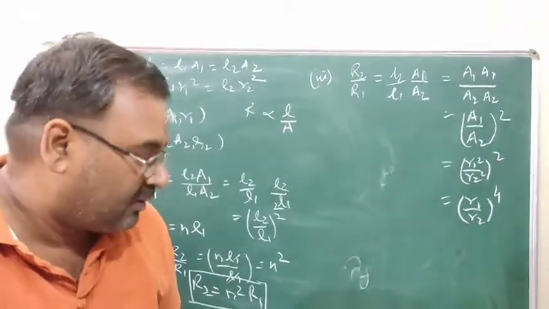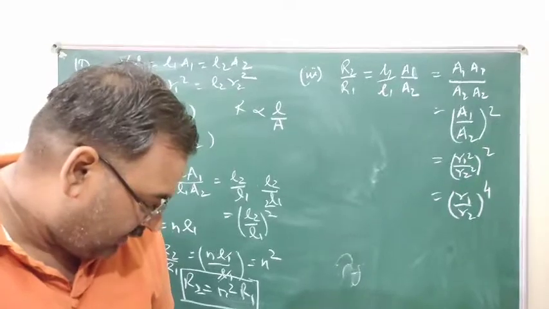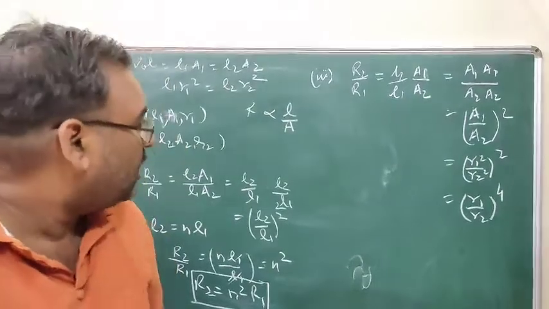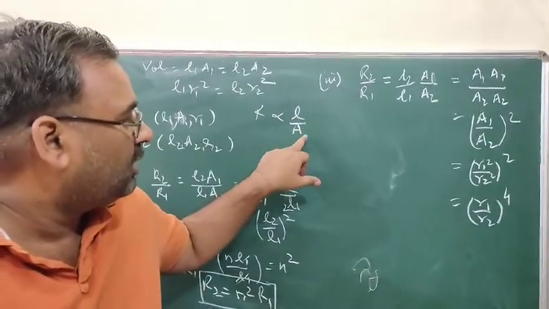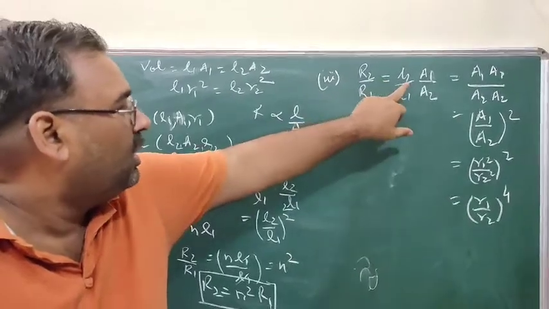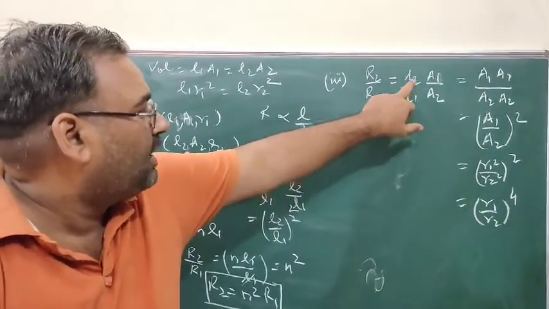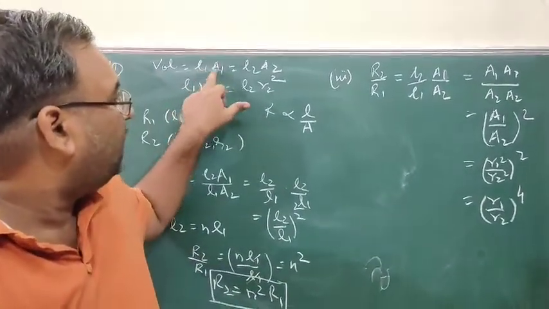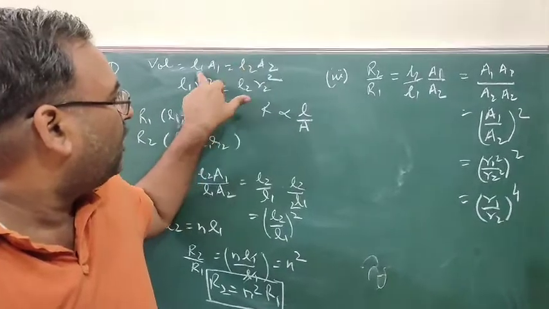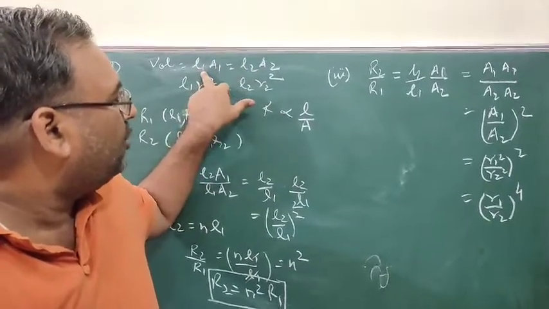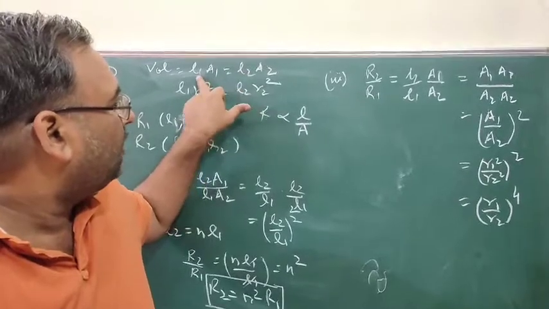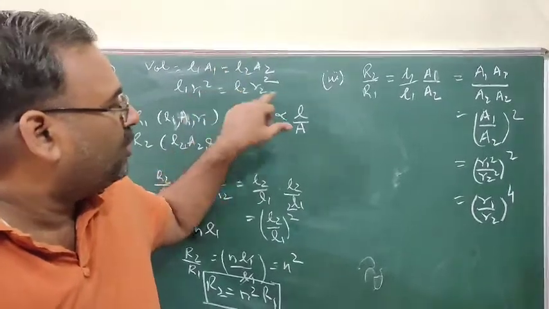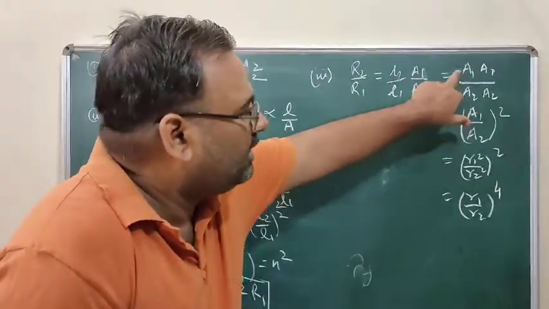Now we have the second case where the area of cross section is changed. We have a change in the area of cross section. Now we have the relation R is proportional to L upon A. So we have R2 upon R1 equal to L2 upon L1 times A1 upon A2. Now from this formula L1 A1 equals L2 A2, so the value of L2 upon L1 becomes A1 upon A2. So here we put A1 upon A2 in place of L2 upon L1.